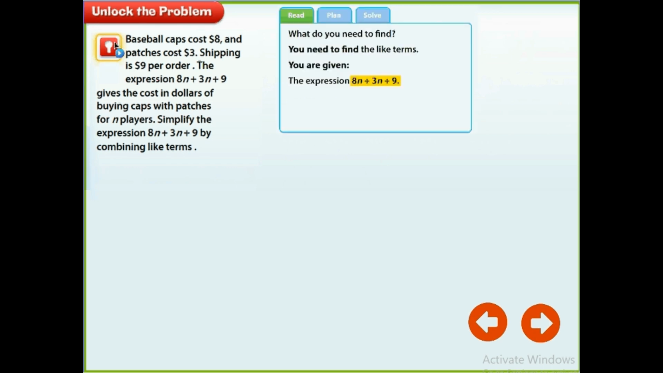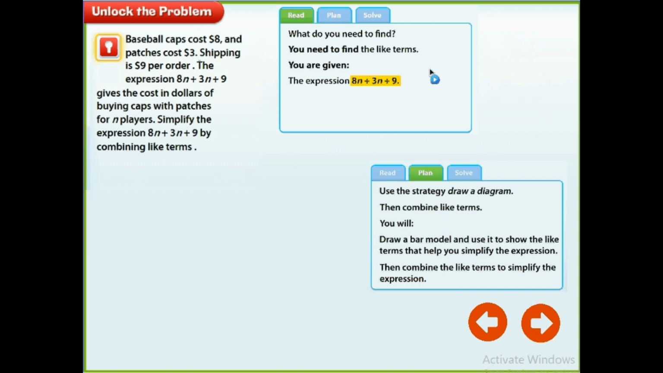The problem asks you to simplify the expression by combining like terms. Like terms are terms that have the same variables with the same exponents. You are given the expression 8n plus 3n plus 9. Now let's start to plan. You can use a diagram to help you solve the problem. Draw a bar model and use it to show the like terms that help you simplify the expression. Then combine the like terms to simplify the expression.